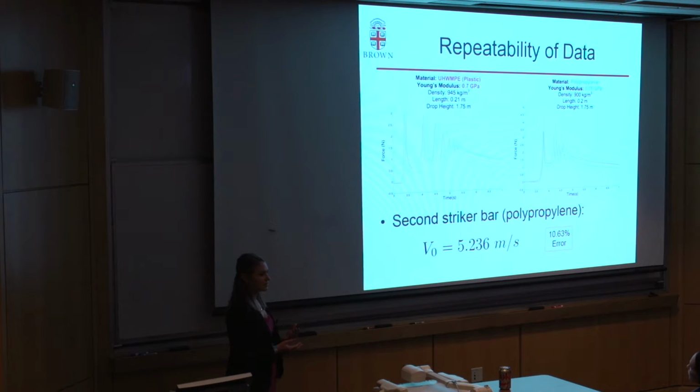I felt that this error was probably due to resistance experienced by the striker bar as it maybe made contact with the tube as it dropped, maybe some resistance in the fishing line it was connected to, or air resistance. So this error made sense to me, and I felt that the conservation of momentum was validated.